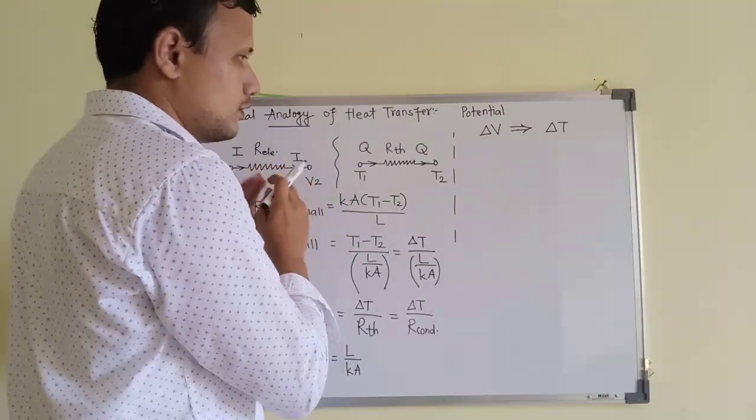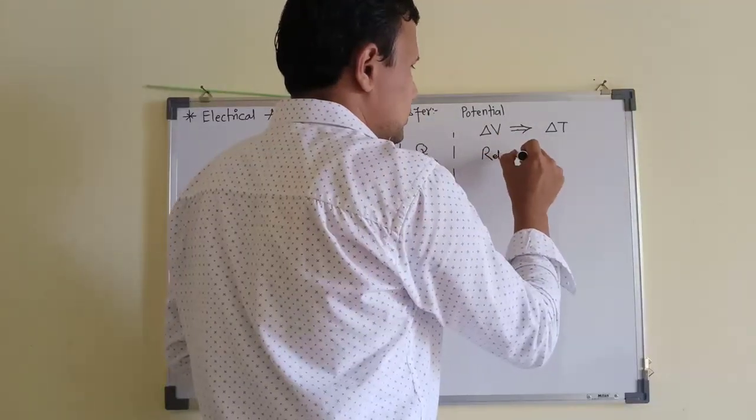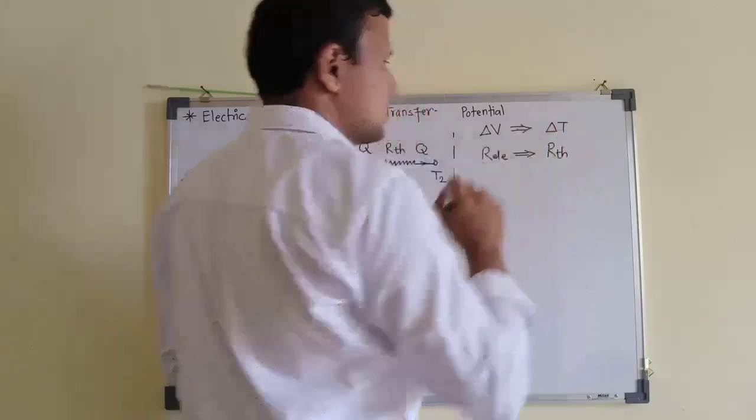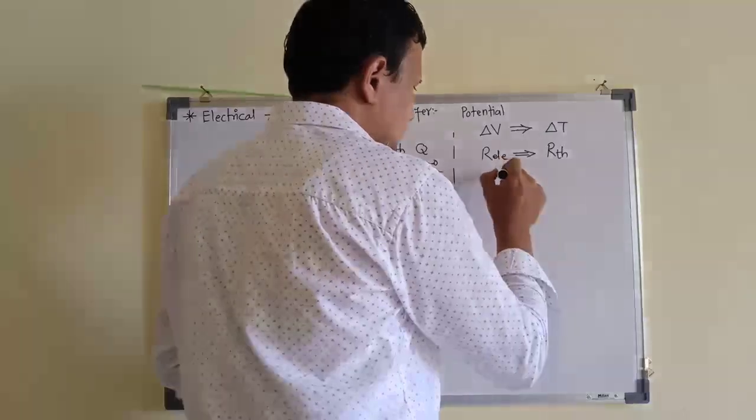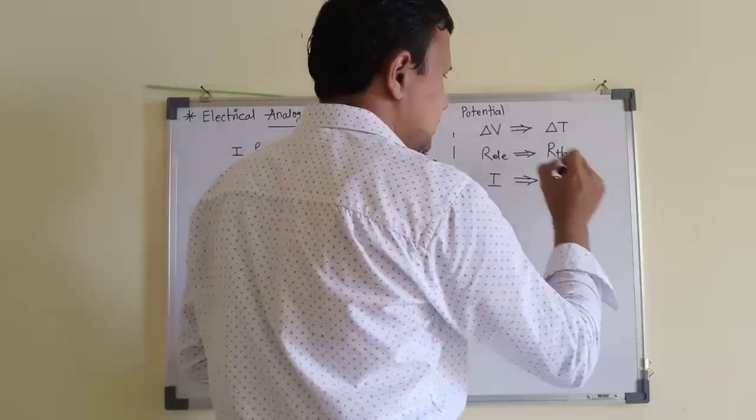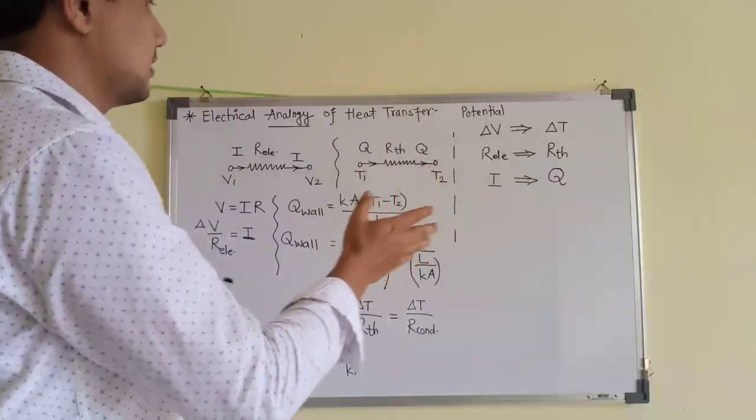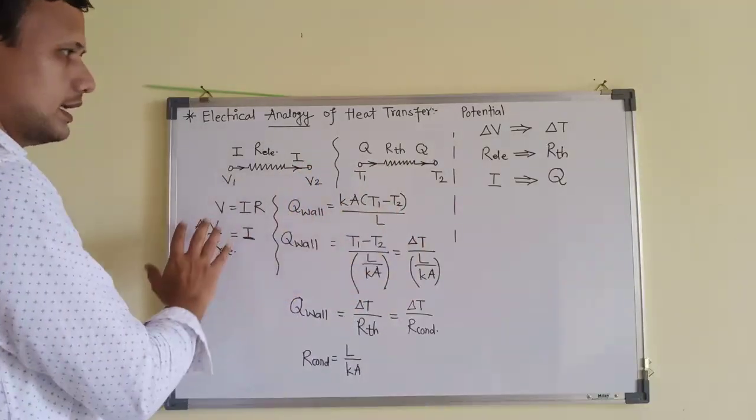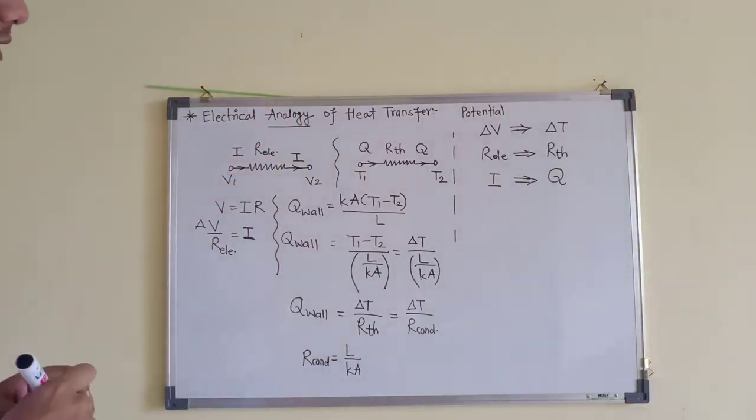In the case of electrical system, R electrical was opposing the flow of energy, and in case of thermal circuit, thermal resistance is opposing the flow of energy or heat. In electrical circuit, current I was flowing, which is very similar to the heat which is flowing in the thermal circuit. Because of these similarities, we can say that the heat transfer circuit is very similar to electric circuit, and that's why we call this phenomena the electrical analogy of heat transfer.